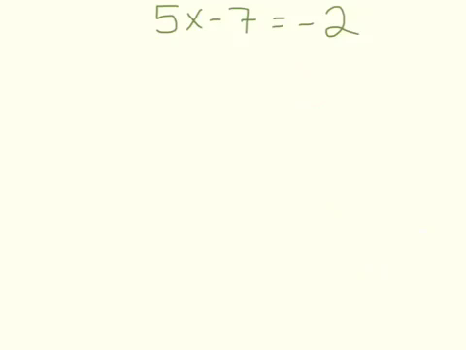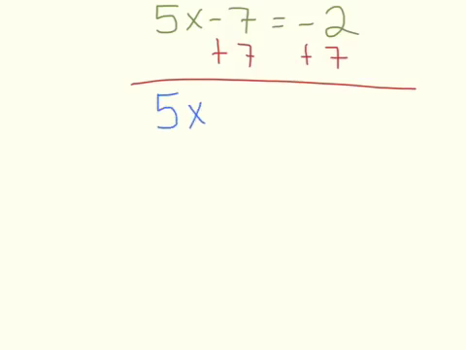5x minus 7. Okay, so start out number 1. We need to get rid of this number that's by itself on the same side as the x. So we have negative 7. To get rid of it, we're going to add 7. If we do it to one side, we've got to do it to the other. So, did we do anything with this 5x? No, we did not. So we're just going to bring it down, 5x. Okay?